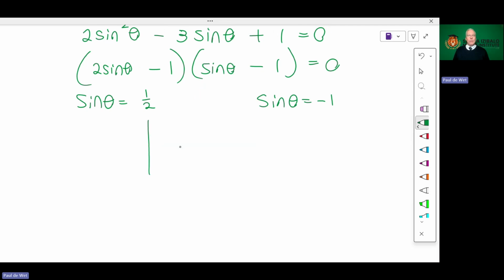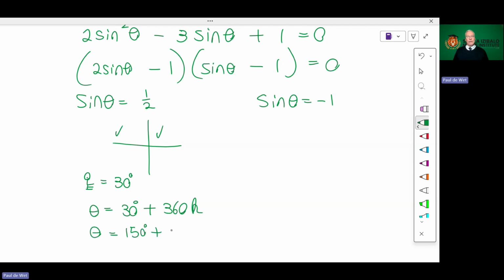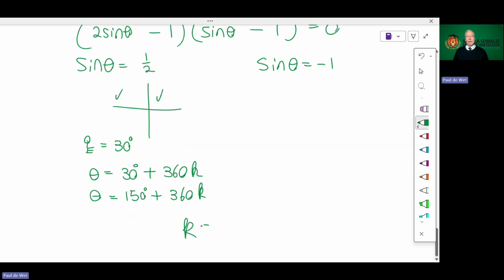All right, sine theta equals 1/2. Quite straightforward. We want to be in quadrants 1 or 2. Our key angle is just going to be inverse sine of 1/2, and we get 30 degrees. And so theta is 30 degrees plus 360k, or theta is 180 minus 30 degrees, which is 150 degrees plus 360k. Somewhere we need to say k is an element of Z. Those are the solutions for the left-hand side. Okay, sorry, that double line should have gone here, not that.